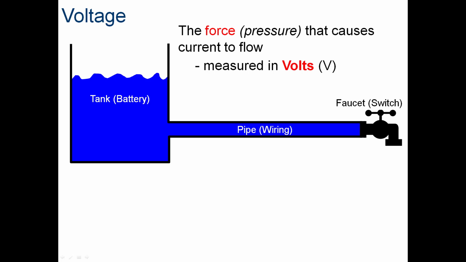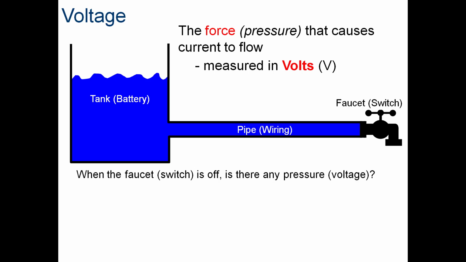So let's talk about voltage. Voltage is the force or the pressure that's causing current to flow. That's measured in volts. So you can think about this if this was a water tank, that's my battery again. The water pipe is my wiring. The faucet is the switch. If I had more water in the tank, I'd have more pressure in the pipe.